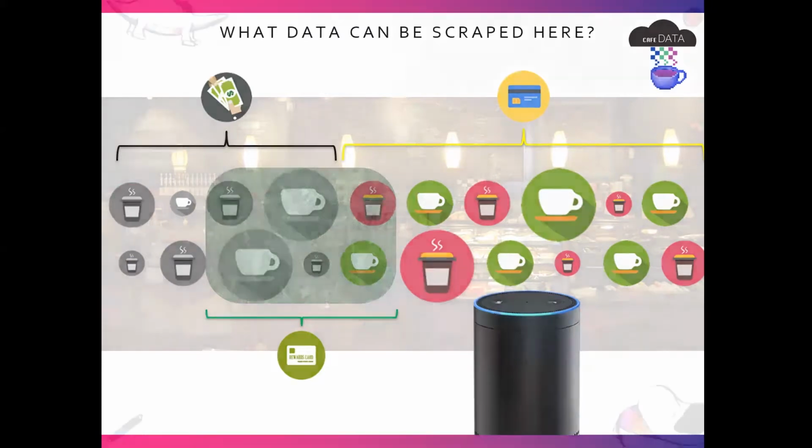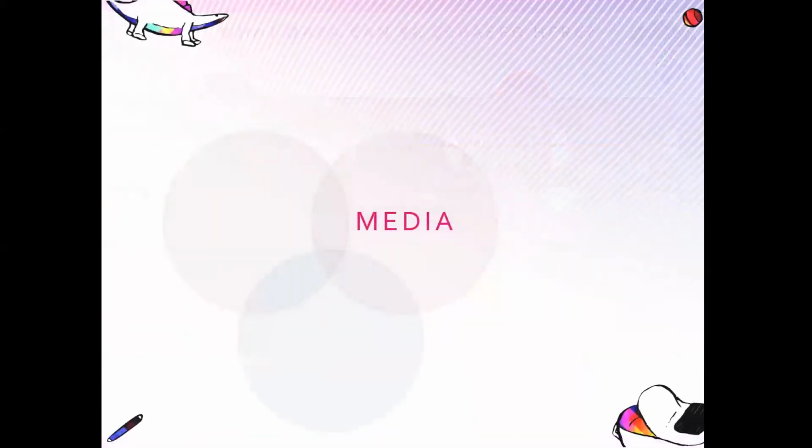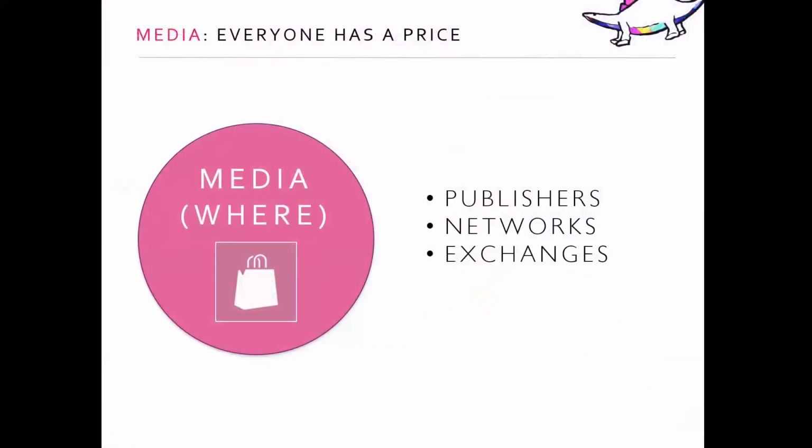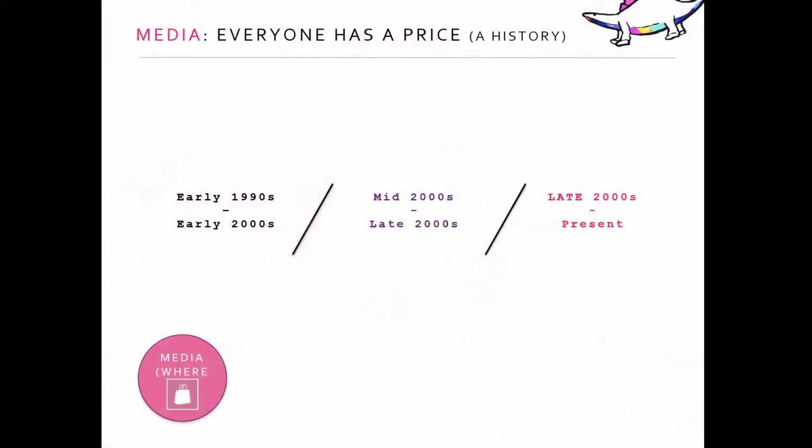Yeah. Cool, great. So let's talk about the second leg of the equation, which is media. So media is the where of the equation, and everybody has a price. And there are 3 types of media that can be bought nowadays, given those 7 types of digital advertising that I said before. There are 3 ways to buy them. That is publisher direct, through an ad network, or through an exchange. But let's go through some media history to see how all of this came to be.